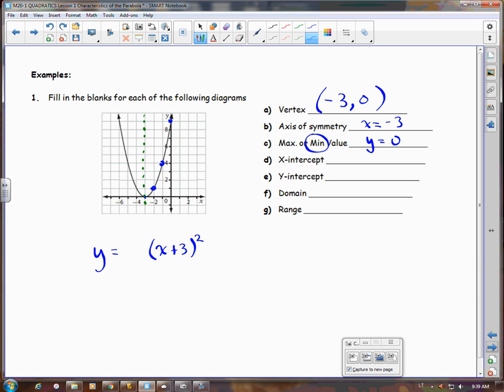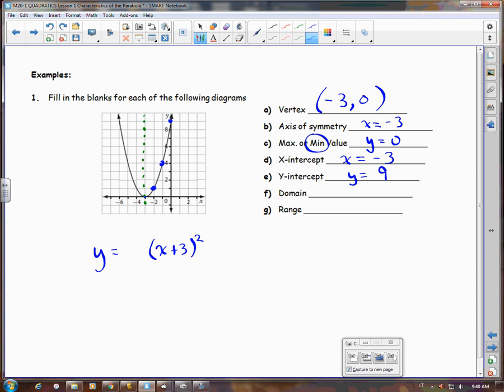Okay. From this graph, we can tell our x-intercept, there is only one, and it is where x is equal to negative 3, because our vertex point is right on that x-axis. And our y-intercept, well, looks like it's 9, and if we use this equation, it would be 9. And so our y-intercept, y is equal to 9.